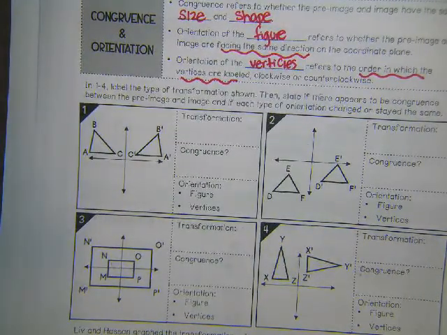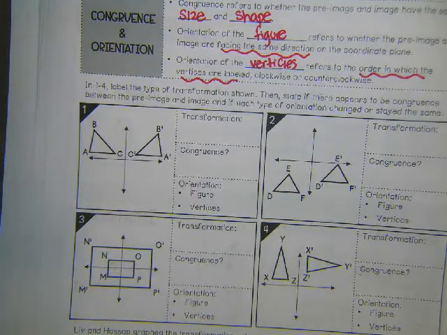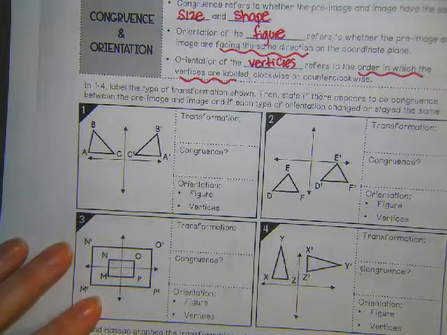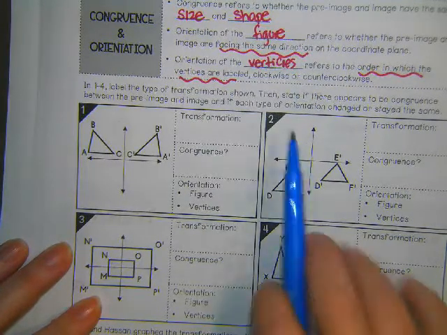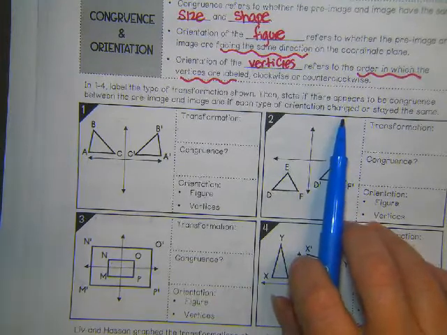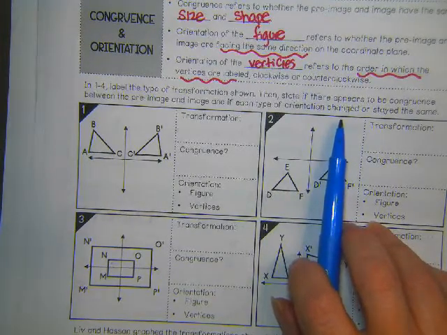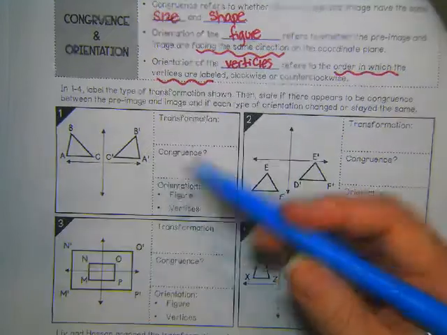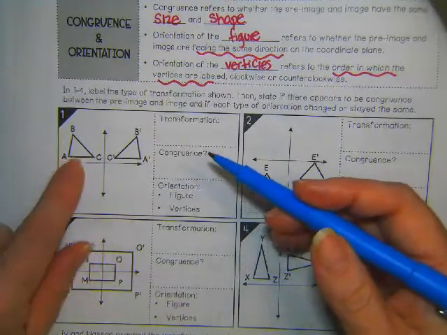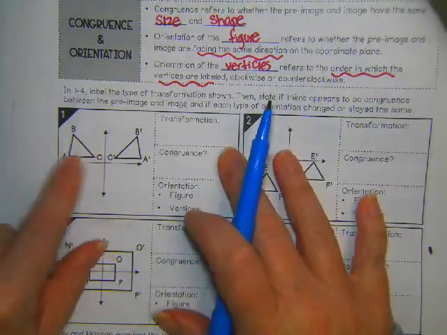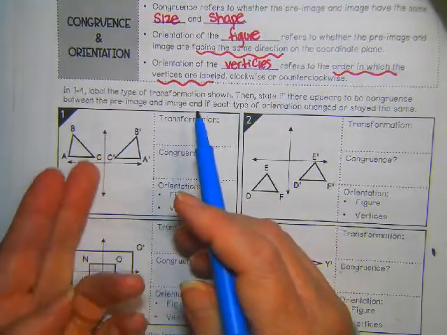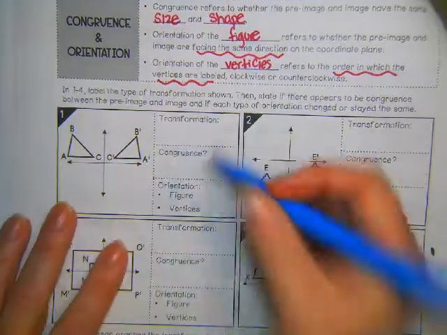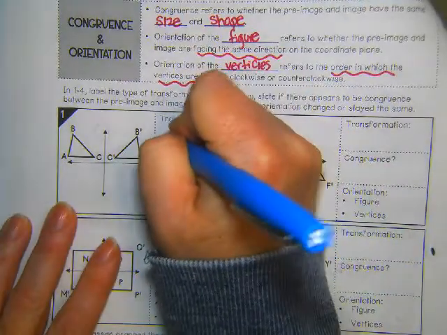Okay, so in the next 4, we are going to label what type of transformation is shown first. Then we're going to state if there appears to be congruence between the pre-image and the image. And then we're also going to take a look at the type of orientation, if it changed or if it stayed the same. So first of all, if we have this one, this is our pre-image because you don't have the hash marks. Now if you take a look over here, it looks like we flipped it over or we reflected it. So I'm going to say this is a reflection.